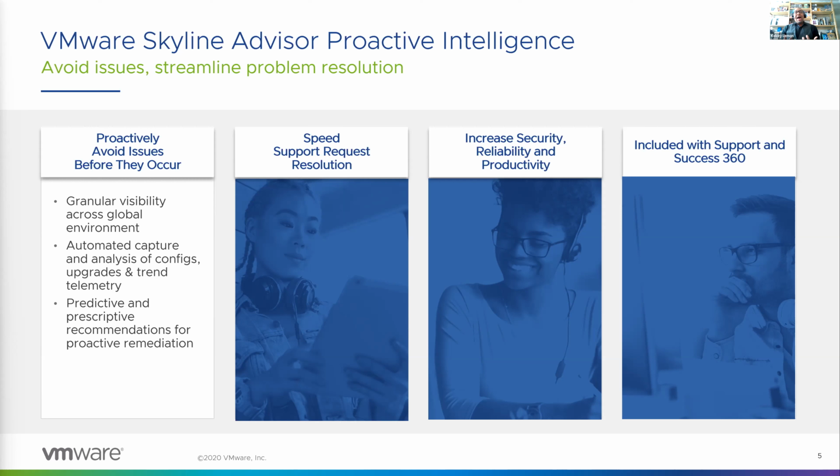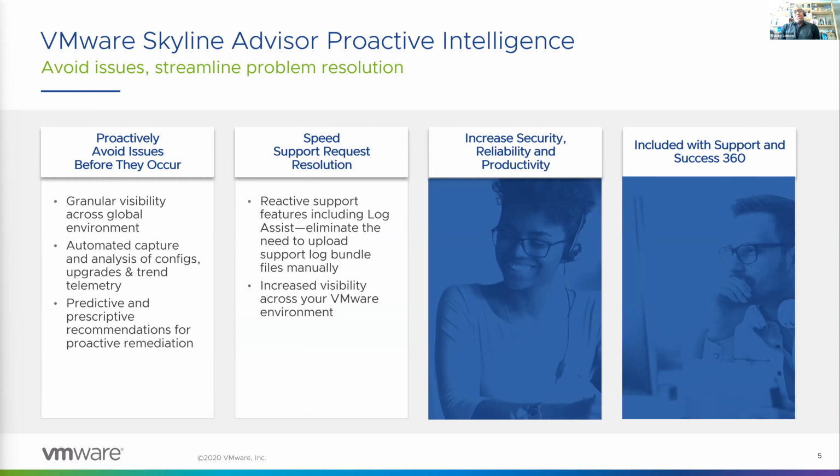It's a proactive support technology, meaning that it can actually help you avoid issues before they happen, so you don't even have the problem in the first place. Skyline also helps resolve existing issues faster. So say, for example, you have a case open with us, our tech support engineers can use Skyline to view your environment-specific configuration, and then they can use data-driven analytics to speed discovery and ultimately drive faster resolution times.